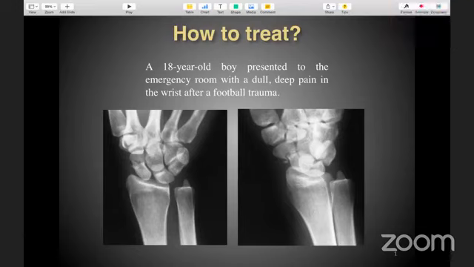Dr. Nashat, are these X-ray views sufficient for diagnosis of an acute displaced fracture of the waist of the scaphoid, or do you need any further views or further investigations?